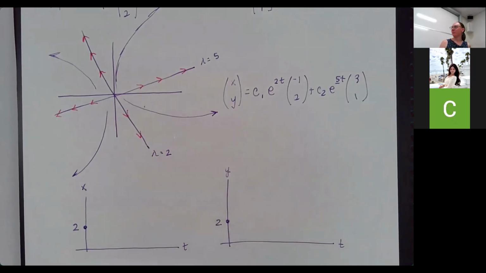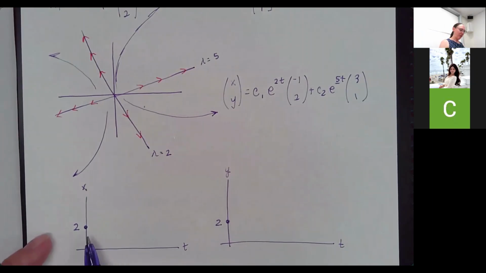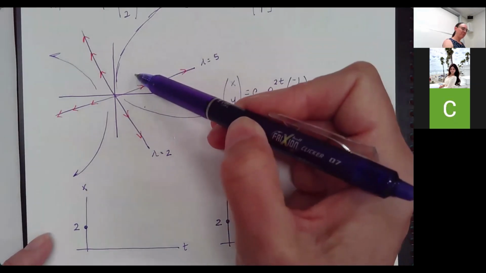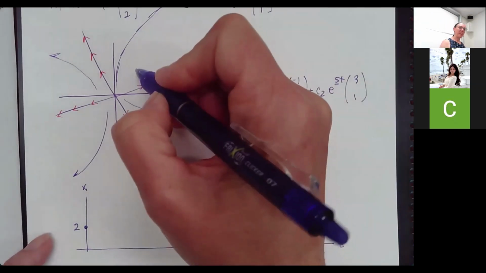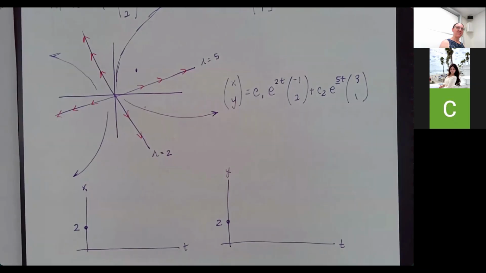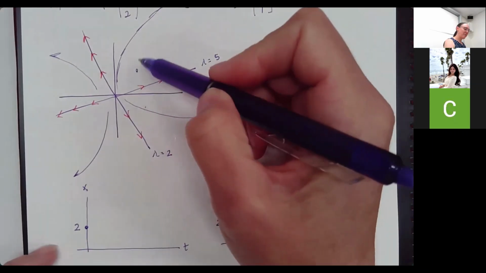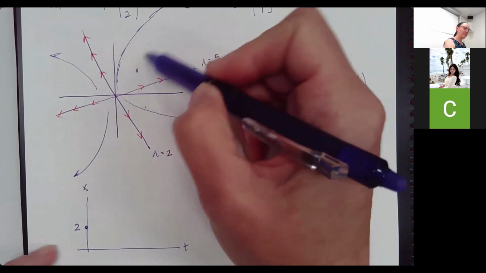My y is 2. And both of these, if I start at 2, 2, then I'm up here in the first quadrant. So I'm starting somewhere up here. So I know my trajectory is doing something like this.